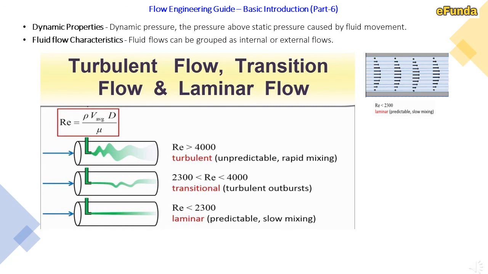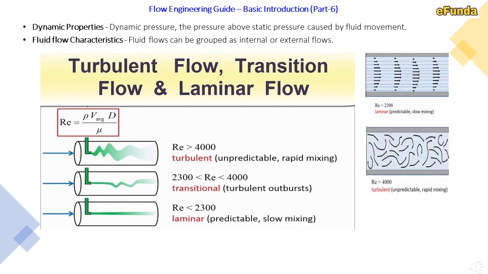Moving on to turbulent flow. Turbulent flow is disorganized compared to laminar flow. Fluid with low viscosity will experience turbulent flow, where one can see in the figure that the Reynolds number is greater than 4000. That means turbulent flow is unpredictable with rapid mixing. Fluids flow in a laminar fashion typically when they have high viscosity, such as oil.